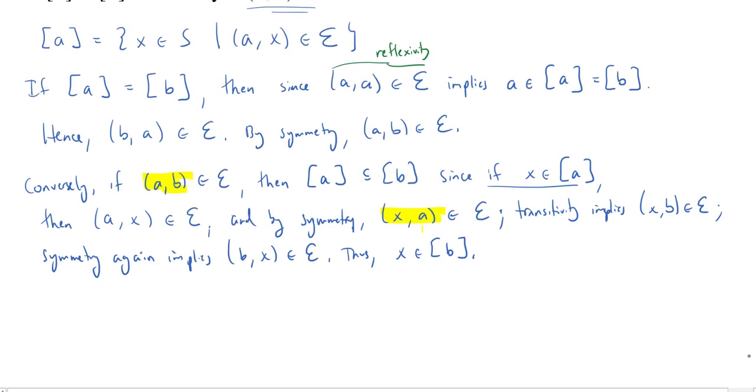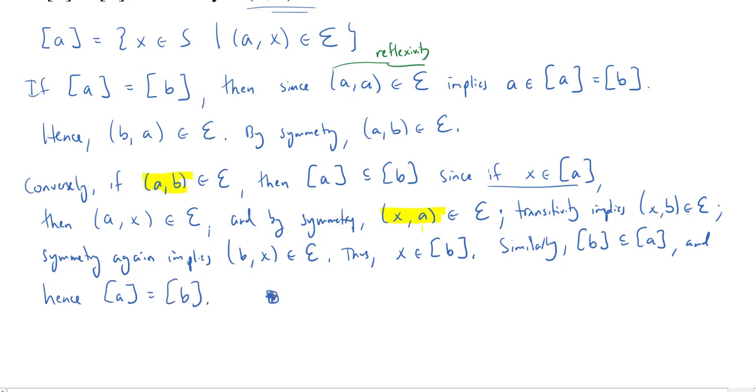All right, and the exact same proof, which we don't need to write down, we can just say similarly. You just make the exact same arguments. The class of B is a subset of the class of A, and hence the class of A is equal to the class of B. And that completes the proof, and that completes Superquiz 2.